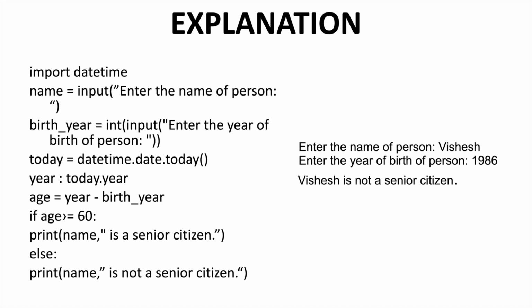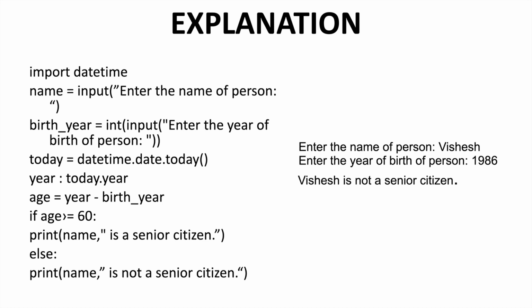For example, now the current year is 2023. So if you subtract the birth year 1986 from the current year 2023, the age will be 37. You are doing it like that, the current year minus the birth year, and storing that age. In this case the age is 37, and that will be stored in the variable age.